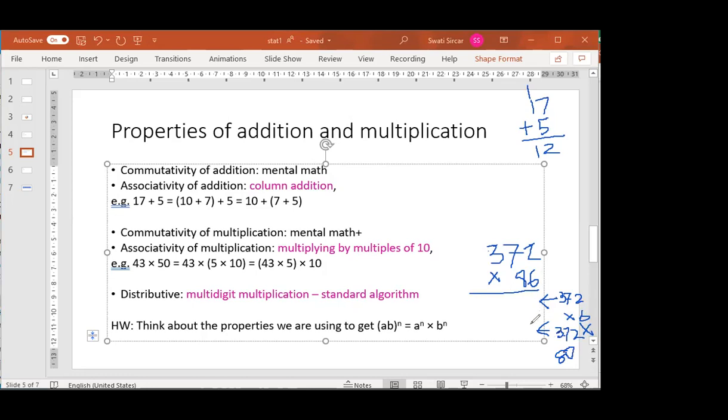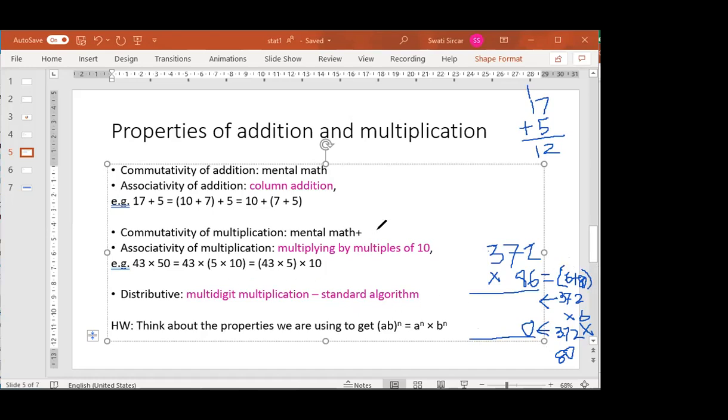Because we are multiplying by 80, the units digit is 0 and we need to put a 0 and nothing else. And then we add. So this is pure distributive property. Of course, we break this along place value lines as 6 plus 80. Distributive property has many other applications also, but this is probably the most crucial.